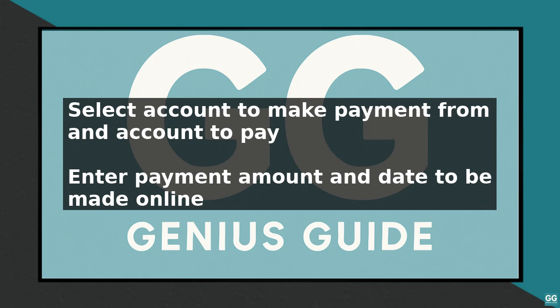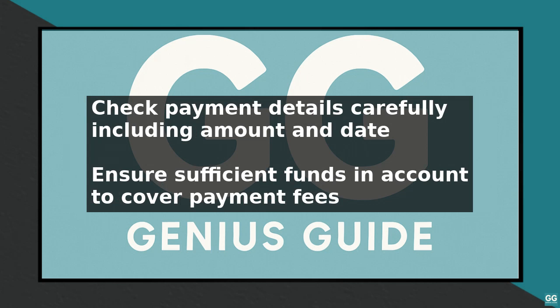To confirm the payment, review the payment details and click the Confirm button. You will then receive a confirmation message to let you know that the payment has been scheduled successfully. It is a good idea to keep a record of your scheduled payments, including the payment amount and date, so you can keep track of your transactions. You can also set up payment reminders or notifications to alert you when a payment is due to be made.